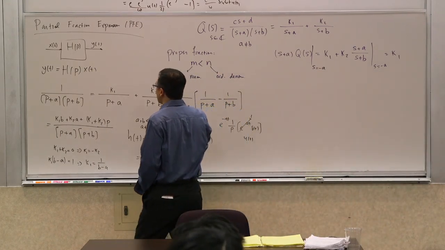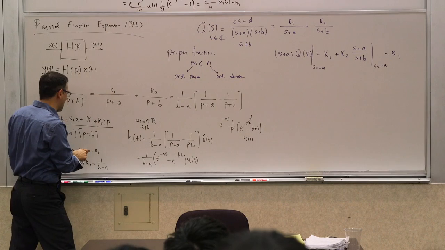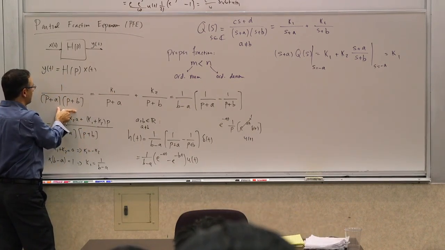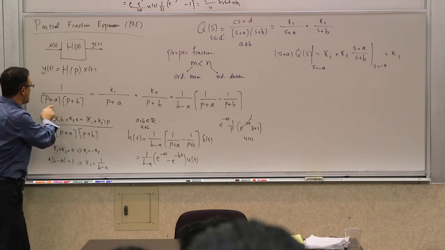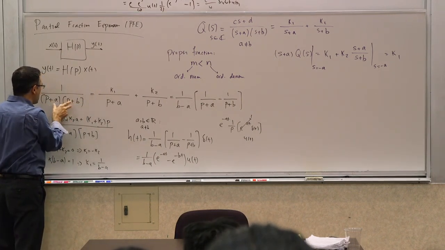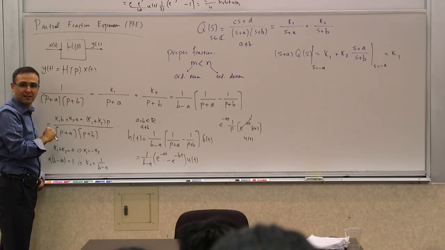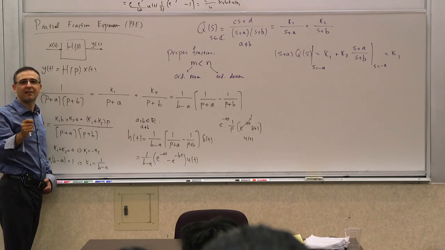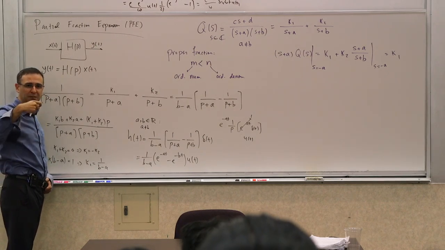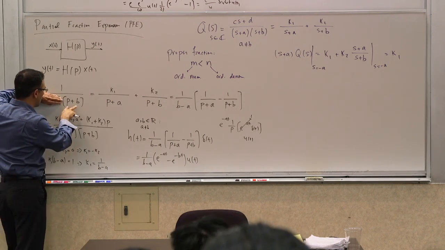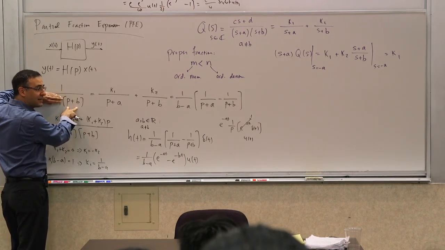You take your function, or fraction. So let's say I want to find K1. I multiply this thing by P plus A and evaluate it for P equals negative A. P is really an operator, so you replace the P with a negative A. So if I do that, this disappears. So I have to put P equals negative A in this. What do I get?